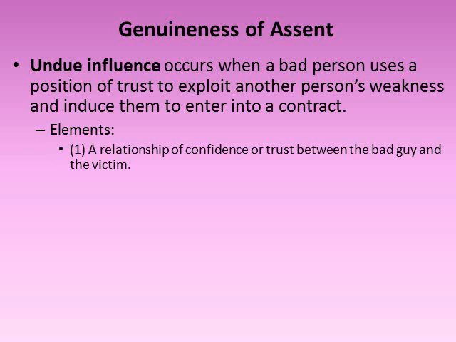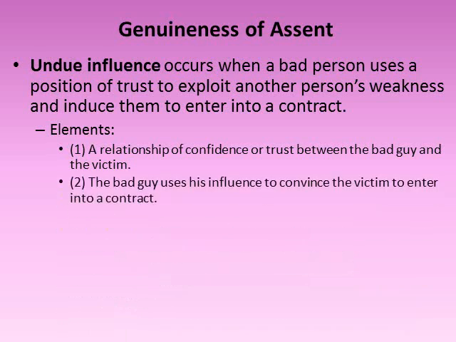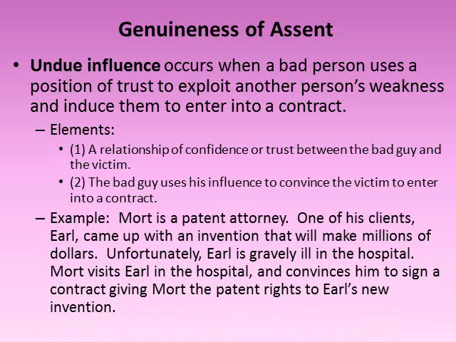You could have somebody who's taking care of an elderly person, and so they have a relationship of confidence and trust there. And the second element is that the bad guy uses his influence to convince the victim to enter into a contract. And so what's really happening is that the weak person here is not entering into a contract of their own free will. We have the bad person here using this influence to kind of push them into this really against their will, is the idea here. For example, Mort is a patent attorney.